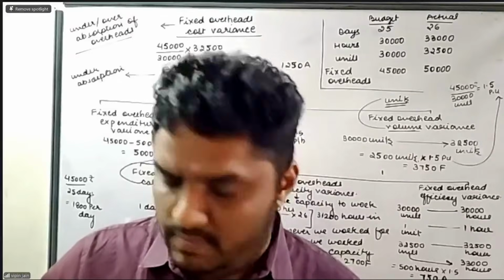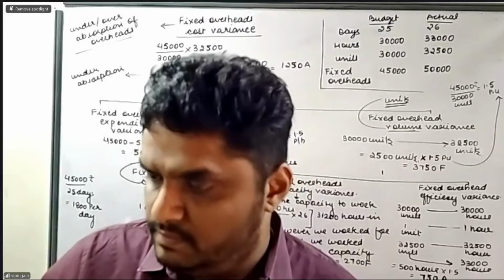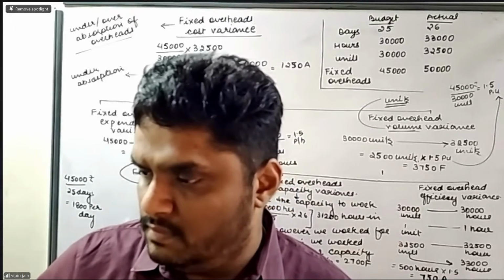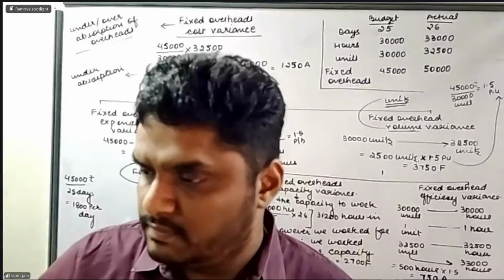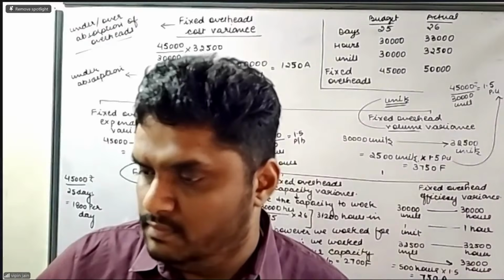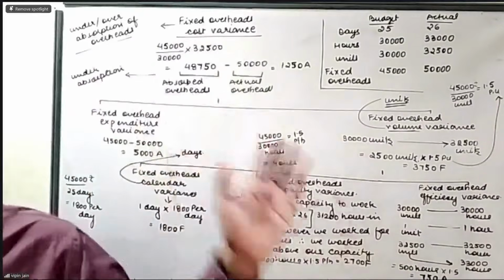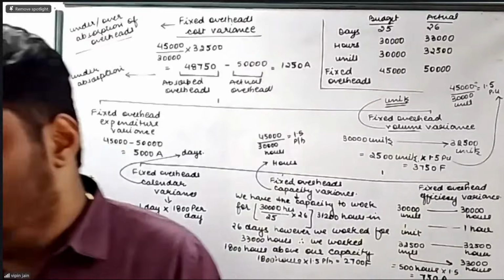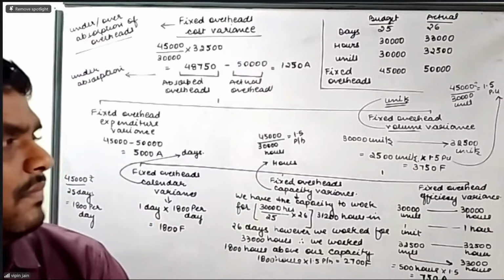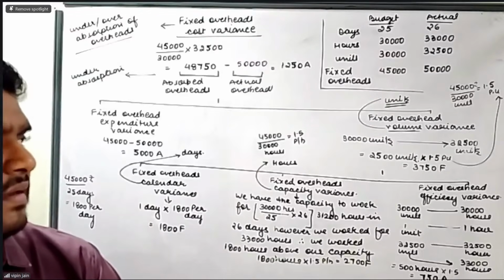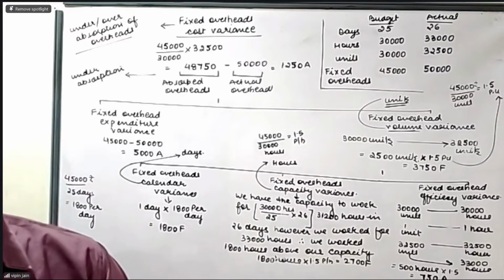So first one, cost variance, it is clear. We are making it comparable and changing it in proportion to actual, and we are comparing it. I'm clear with that. And coming to fixed overhead expenditure variance, we can directly compare it because it is an expense part. It will not be affected by any other factor. We can directly compare it and get the answer. I'm clear with these two.